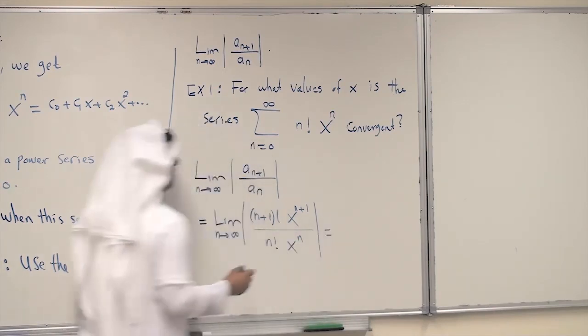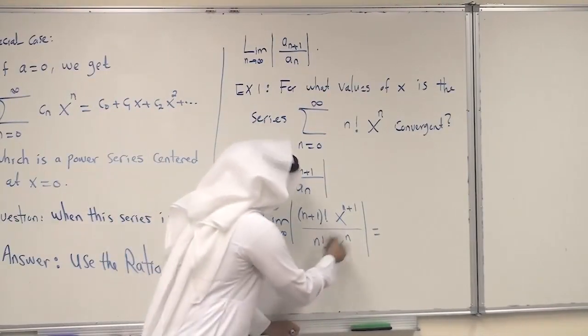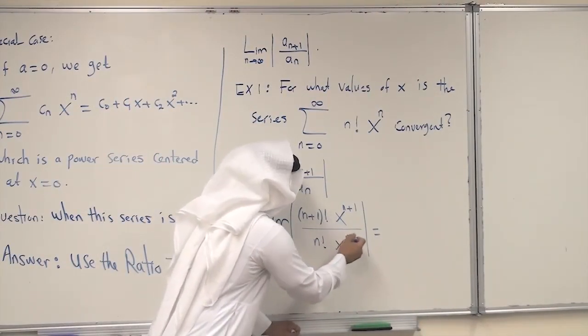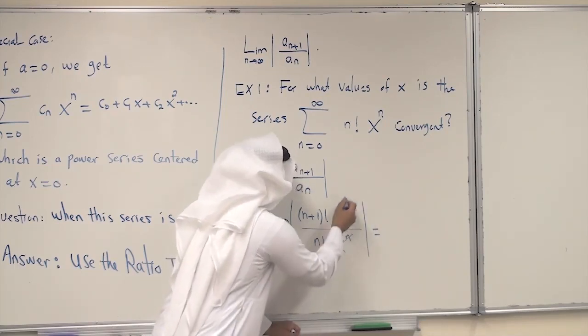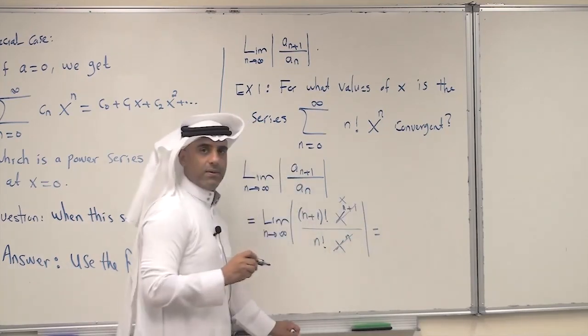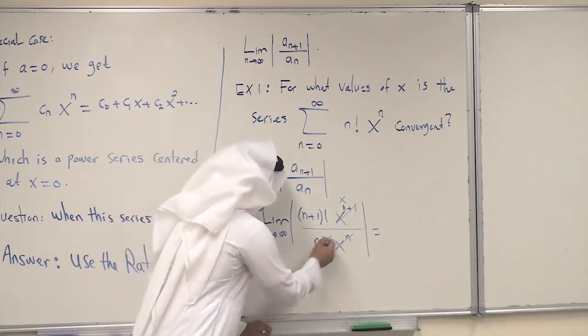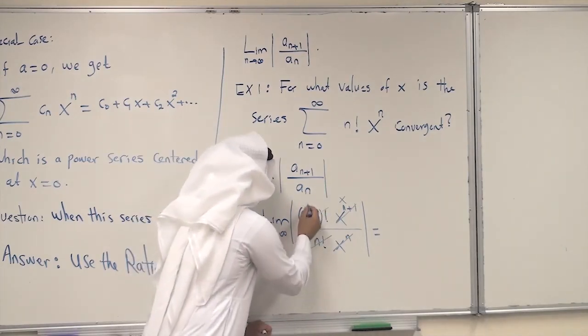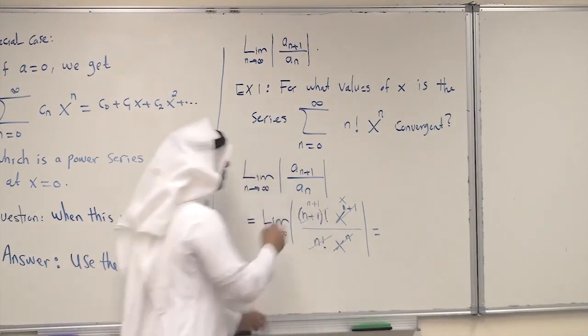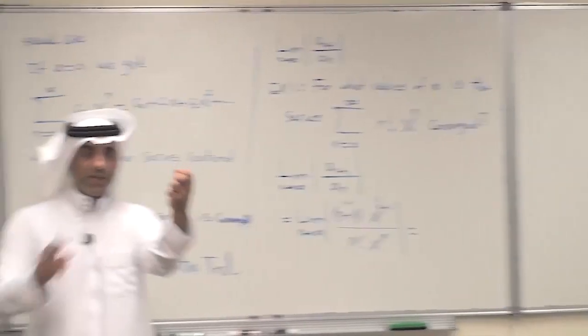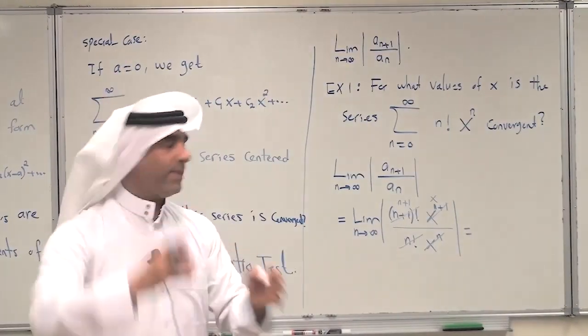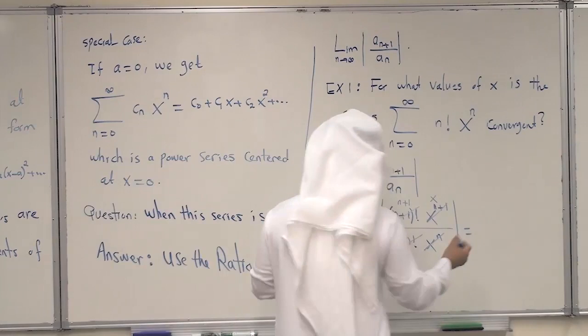This is equal to what? Simplifying, x to the n plus 1 divided by x to the n, I get x only. I have n factorial over (n+1) factorial, that will give me 1 over n plus 1, because what is (n+1) factorial? It is n plus 1 times n factorial. Cancelling, simplifying, we have the following.